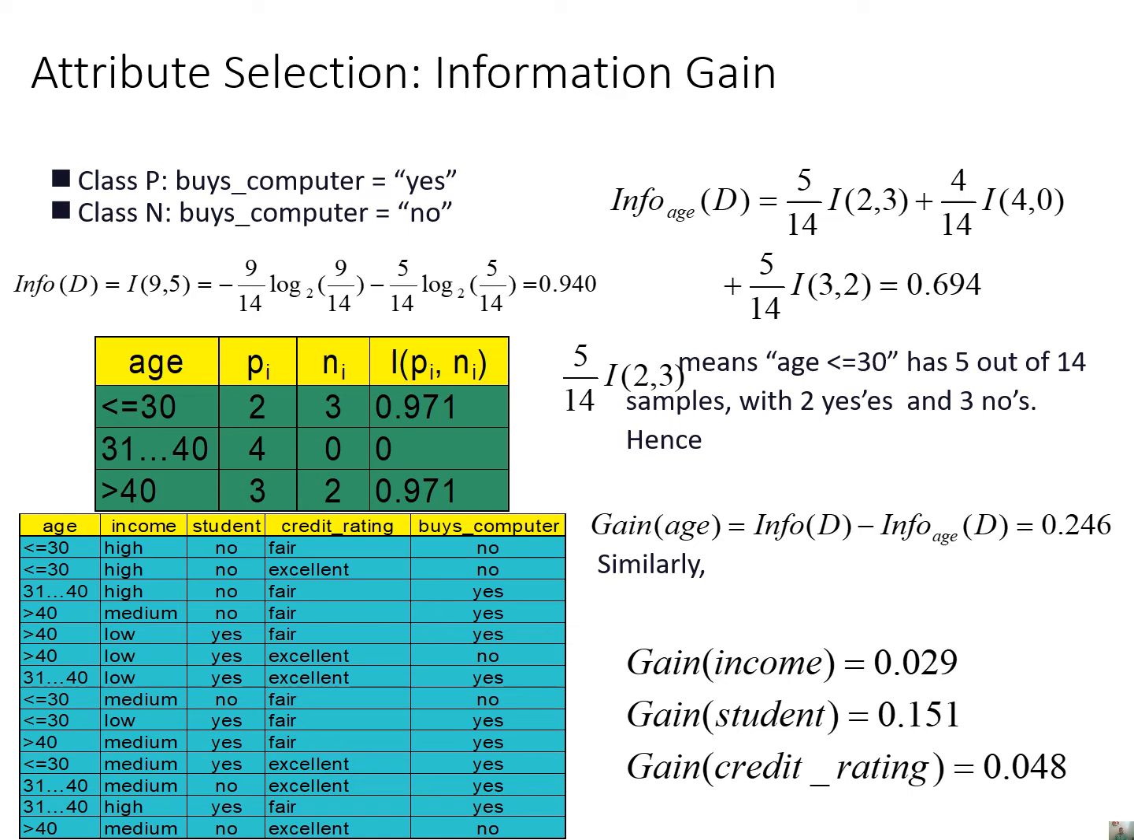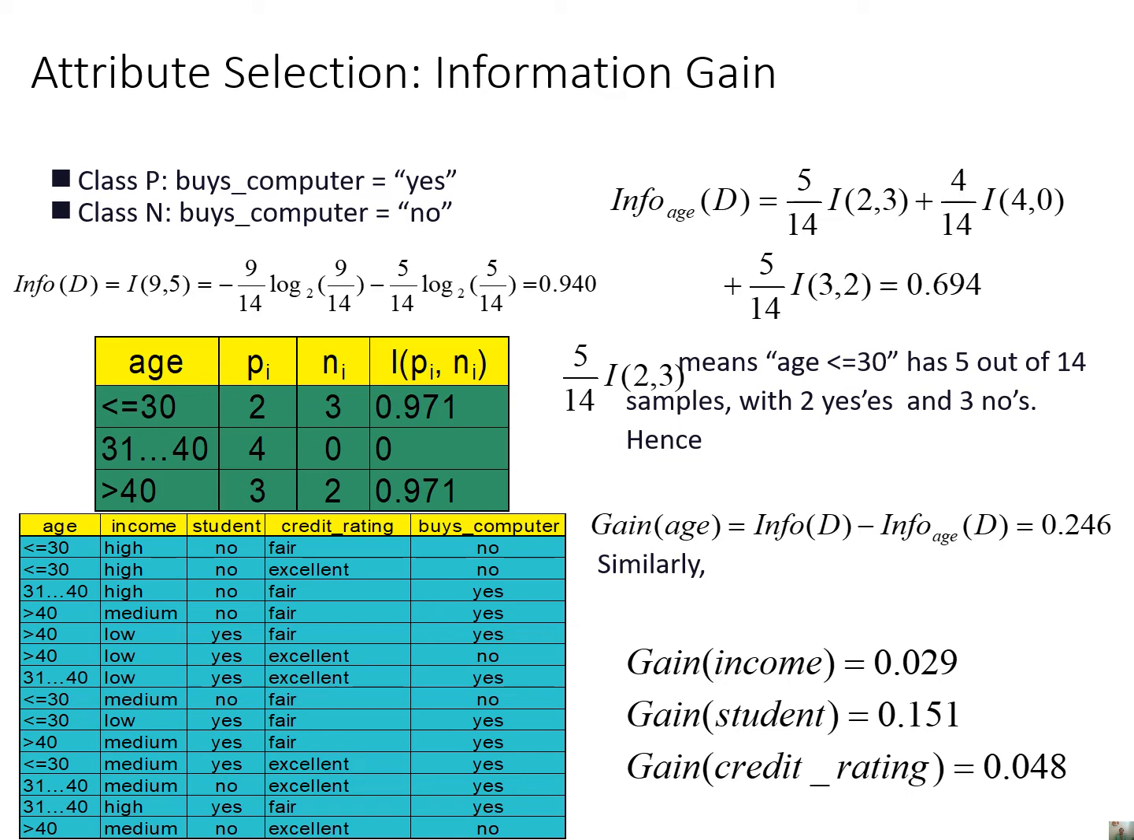This is the example. In this example, we can understand how the formulas are used for generating the information gain of the attributes. First, we are going to work on the decision making attribute, that is buys computer. So this is the table.